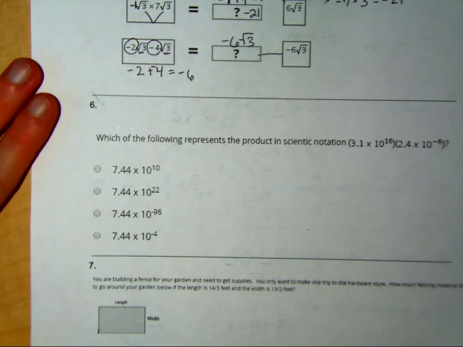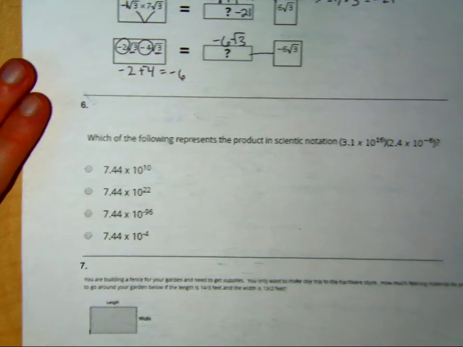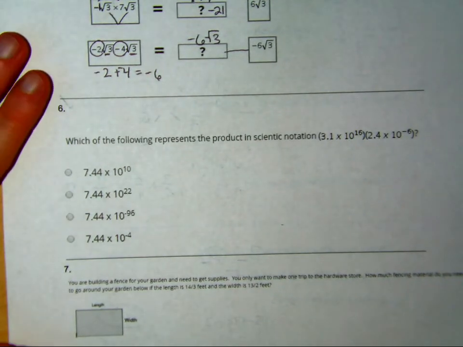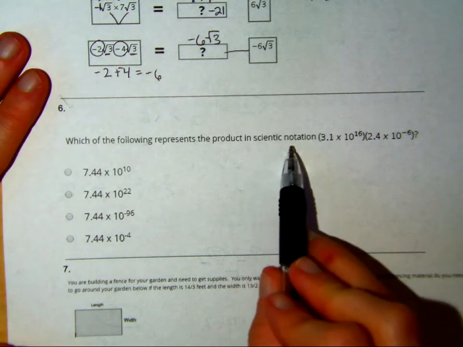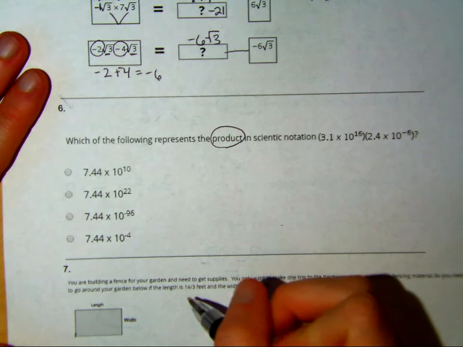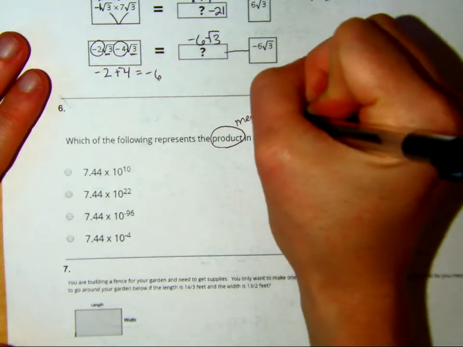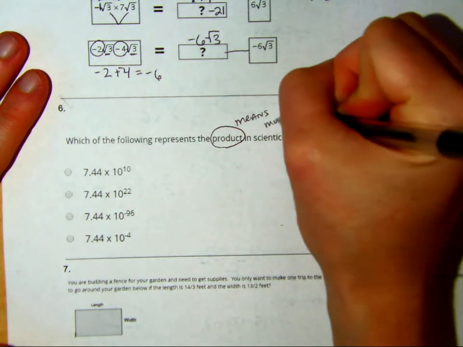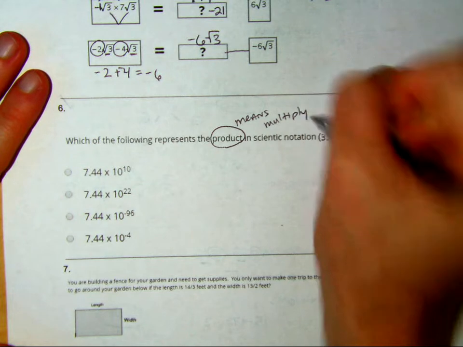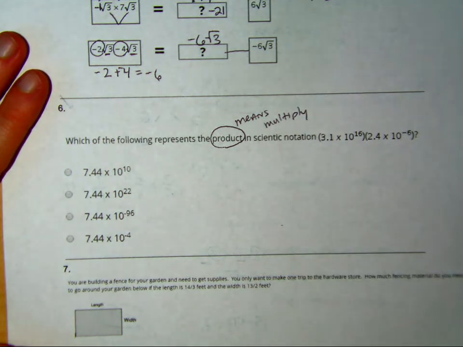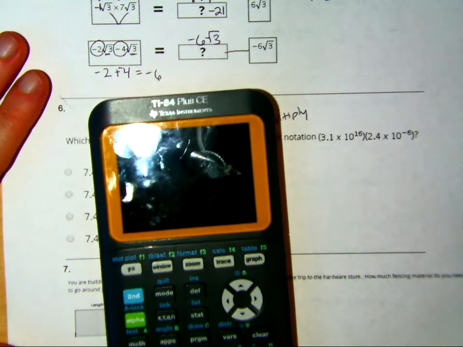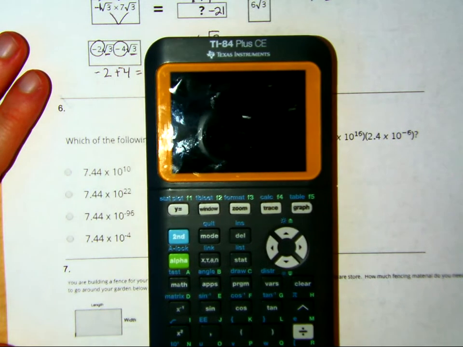So now if we move on to number 6, here's a scientific notation question. It wants us to find the product, which means multiply, right? So we're multiplying. We can show you 2 different ways to do this, okay? You could just plug this into your calculator, right?